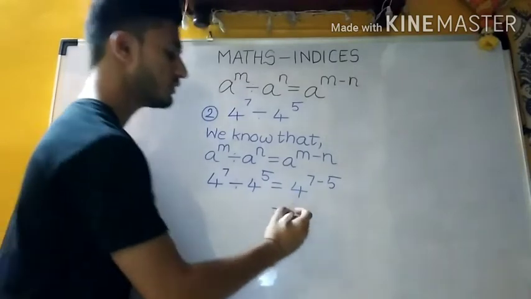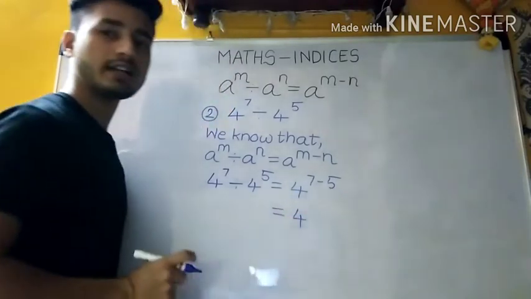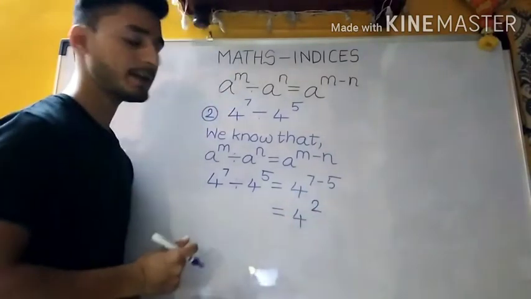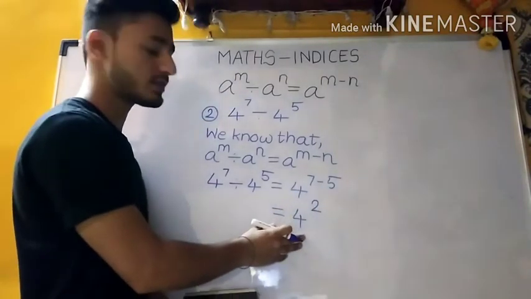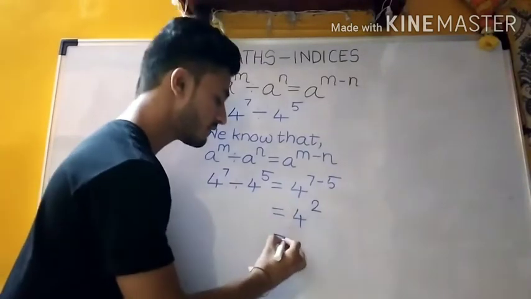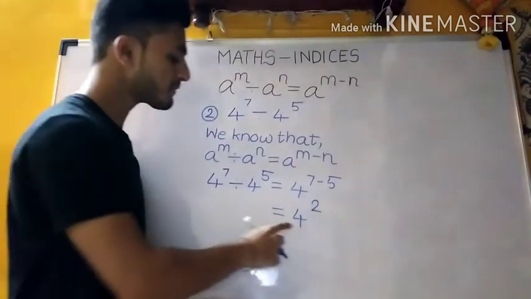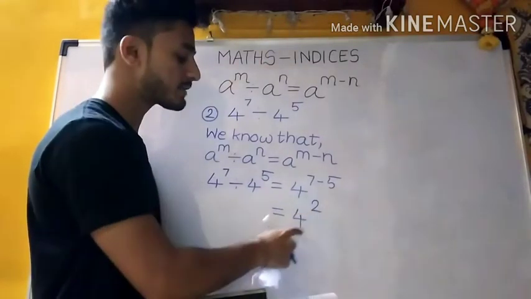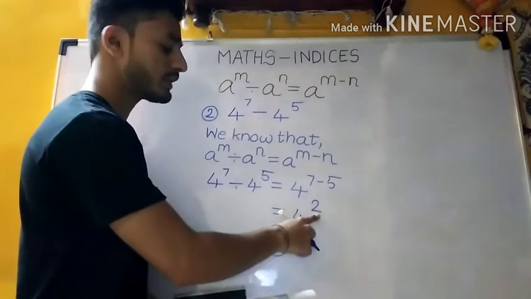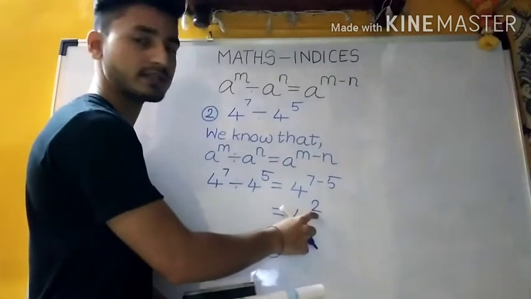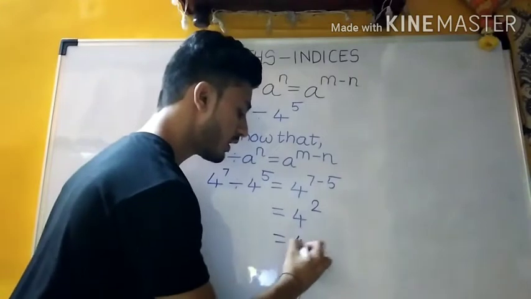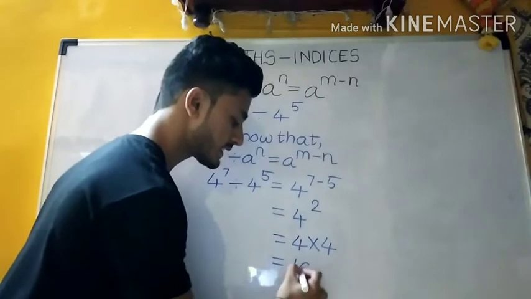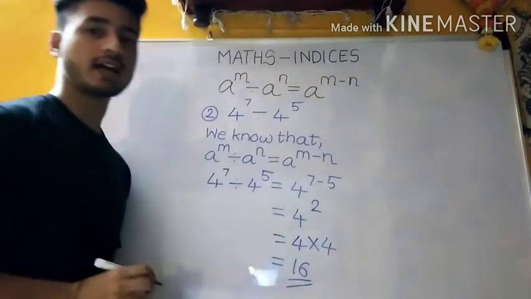Okay. So the answer is 4 raised to the power 7 minus 5. 7 minus 5 is 2. Okay. We are not going to stop here because we are going to find the value. So we will find the multiplication form. Here 4 has the power 2. So how many times am I going to multiply 4? I am going to multiply the number of times the power is, that is 2. So it will be 4 multiplied by 4. And what is 4 fours? 4 fours is 16. So this is the final value.